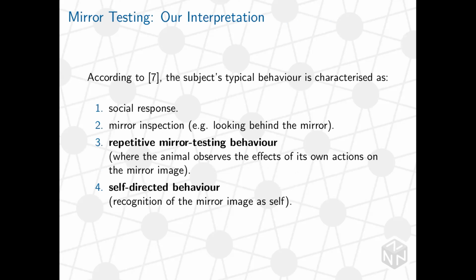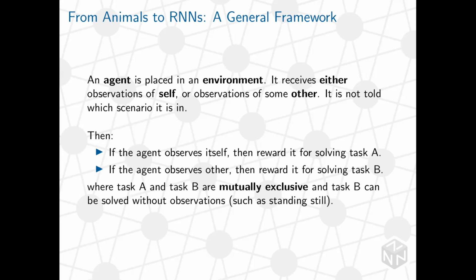And then what you can hopefully see here is that this basically induces the two things that I had on this slide, this repetitive mirror testing behavior and then self-directed behavior. Because the agent is not told which of the two cases it's in, it has to do repetitive mirror testing to establish which of the two cases it's in so that it can maximize the expected reward. And then once it has established which of the two cases it is in, it then has to do self-directed behavior in the case of task A to eventually solve task A.